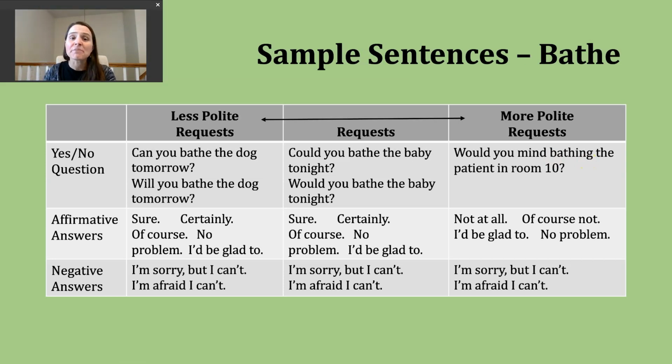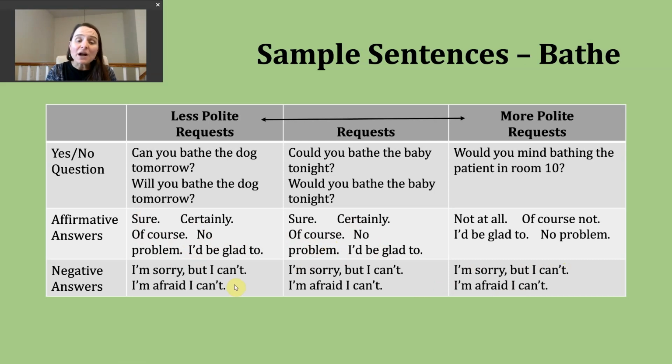Okay, so those are really our 5 ways to make requests. Let's take a look at the answers to can, will, could, and would together. If someone asks you these questions and you want to respond affirmatively, in the positive, you'll notice here we could say sure, certainly, of course, no problem, I'd be glad to, right?